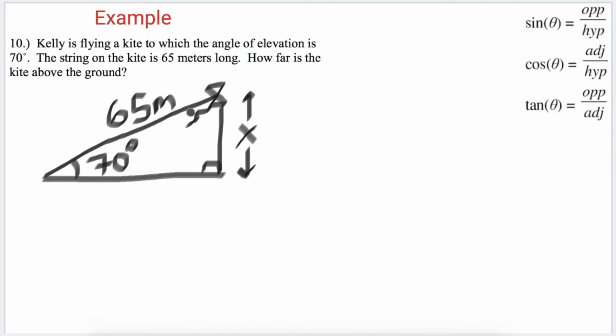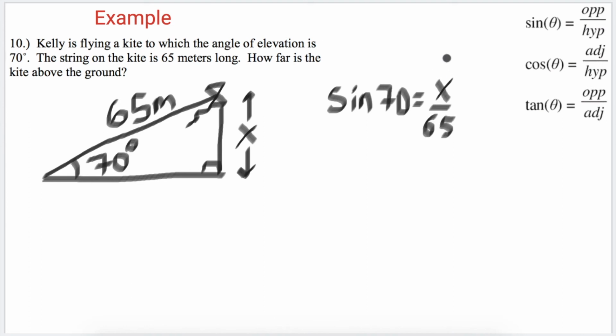I go back to my diagram and I see the distance I'm looking for is across. It is opposite the angle that's given. That means I need to use the sine function. So I'm going to go ahead and find the sine of 70 degrees, and that's going to be equal to the opposite, which is x, divided by 65.